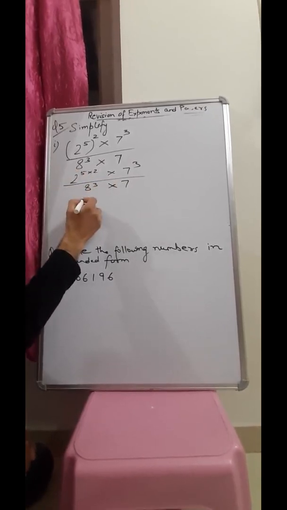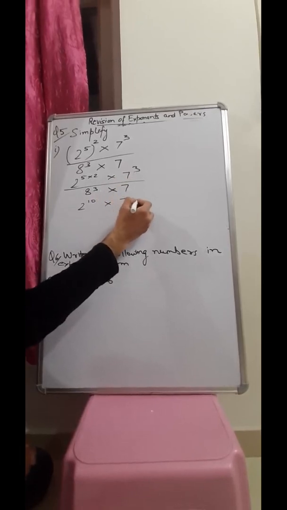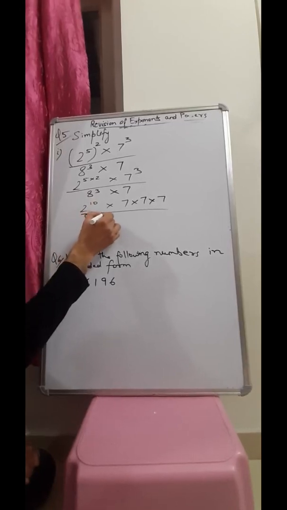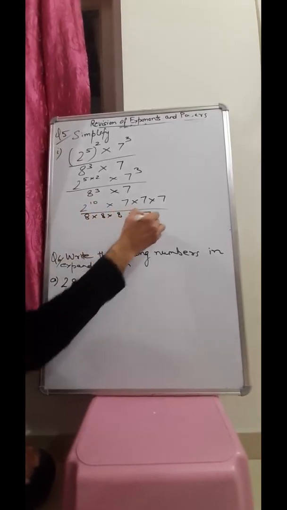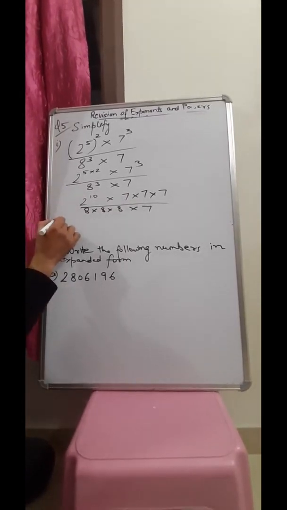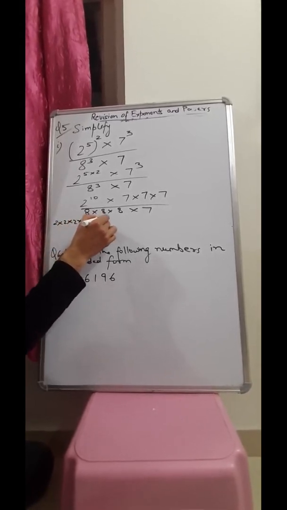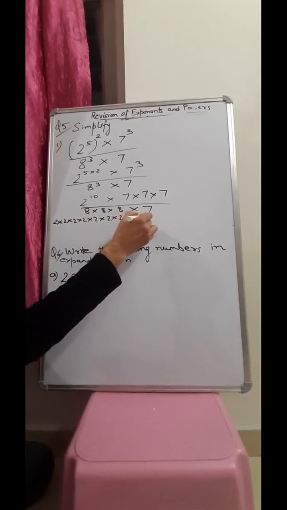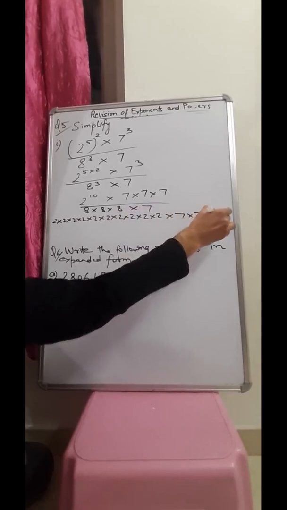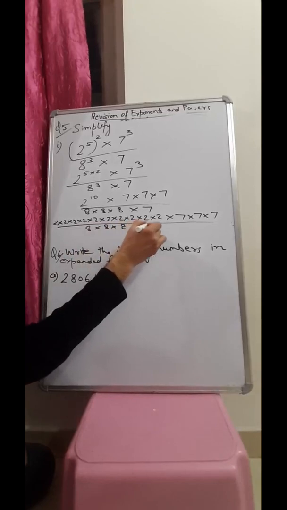So this gives you 2 raised to power 10 multiplied by 7 raised to power 3, we can write it as 7 into 7 into 7 upon 8 raised to power 3, which means 8 into 8 into 8 into 7. So now we can write 2 raised to power 10 as 2 written 10 times, 1 2 3 4 5 6 7 8 9 10, into 7 into 7 into 7 upon 8 into 8 into 8 into 7.